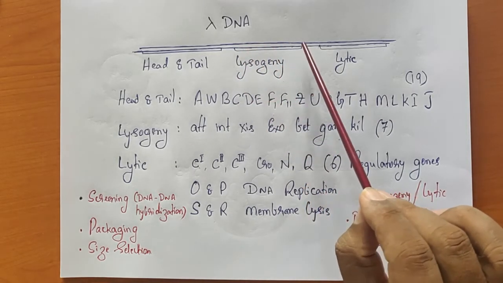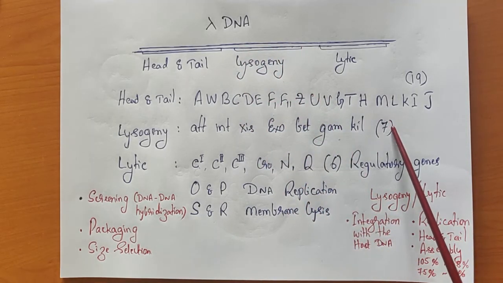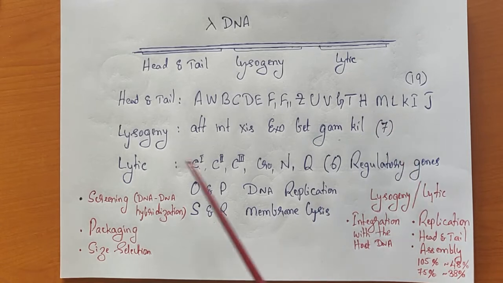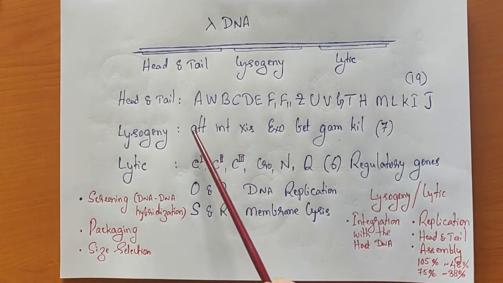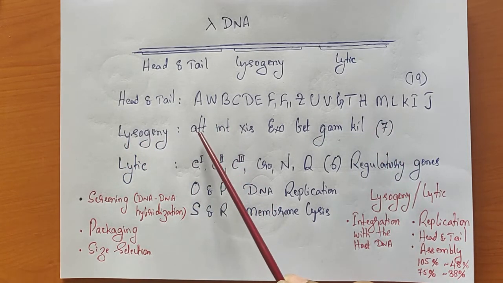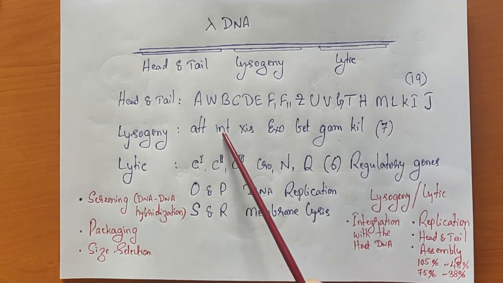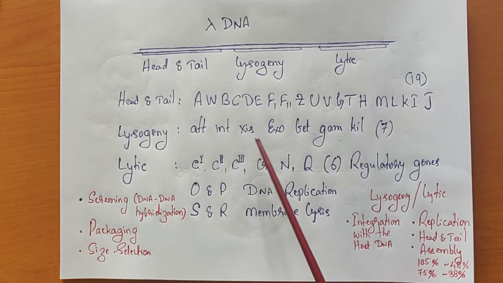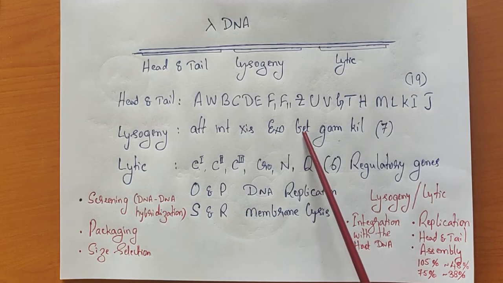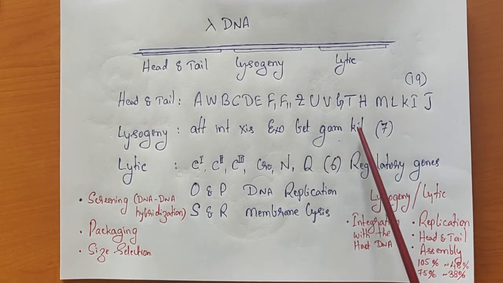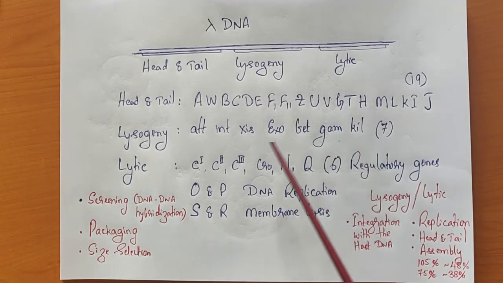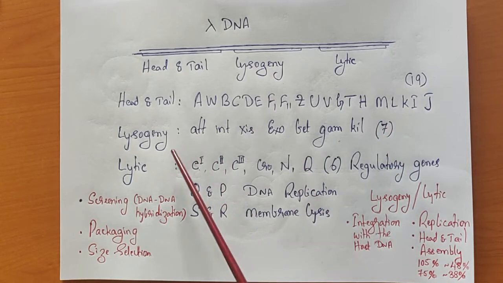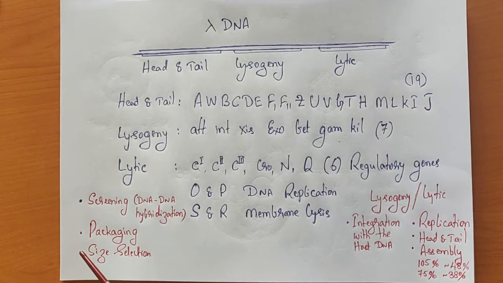Now when it comes to lysogeny, we have 7 regulatory genes in fact. When it comes to the lysogeny cycle, these genes are very important. They are the ATT site, INT, XIS, EXO, BET, GAM and KIL, kill. Okay, now these 7 genes are very important in regulating the lysogeny cycle.